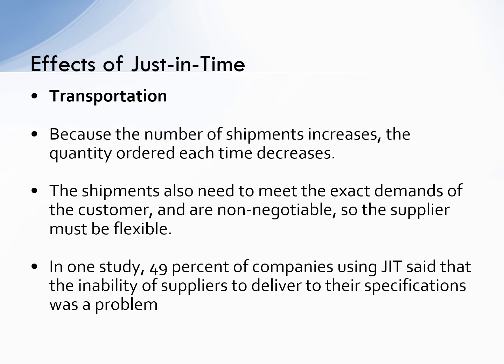Because the number of shipments increases, the quantity ordered each time decreases. This can be the effect. The shipments also need to meet the exact demands of the customer and are non-negotiable, so the supplier must be flexible. In one study, 49% of companies using just-in-time said that the inability of suppliers to deliver to their specification was a problem.